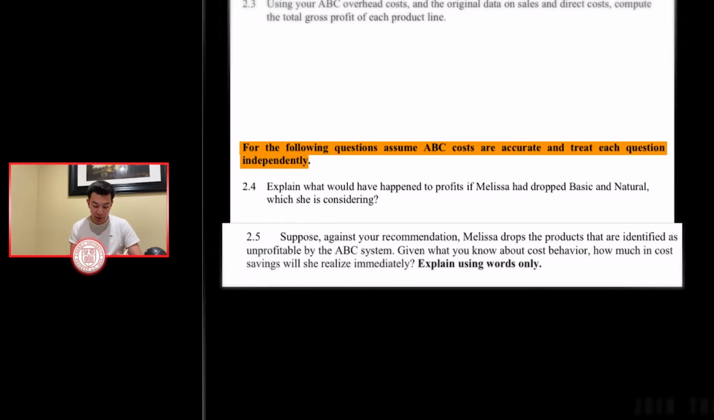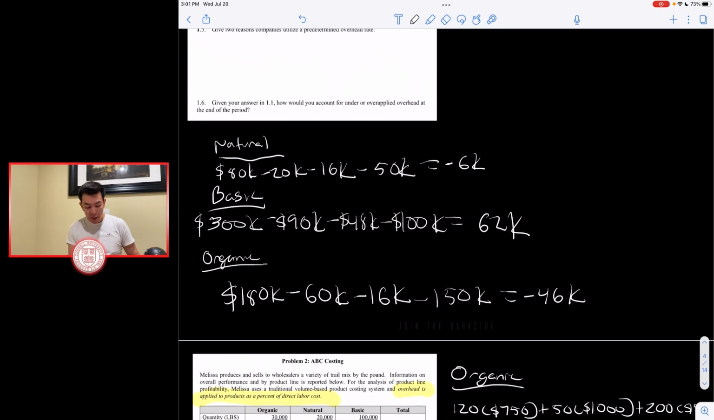So now it says, for the following questions, assume ABC costs are accurate and treat each question independently. It says, explain what would have happened to profits if Melissa had dropped basic and natural, which she is considering. So if you look up here, if she dropped those lines, it would be a complete and utter disaster, right? Because basic in reality is her cash cow. It's what's actually bringing in the money for her company. If she dropped basic, she would basically kill off her cash cow and she would be operating at a heavy loss. Same with natural, right?